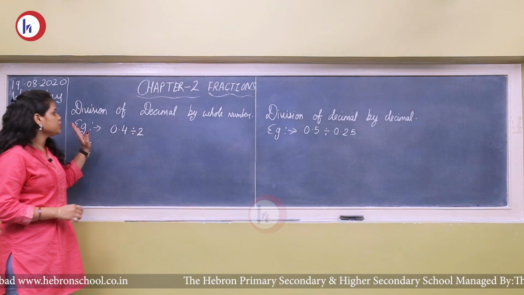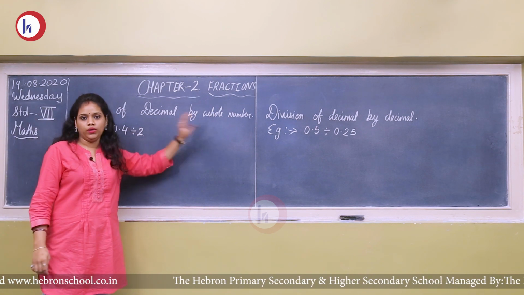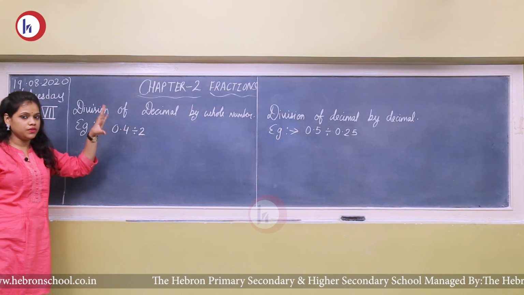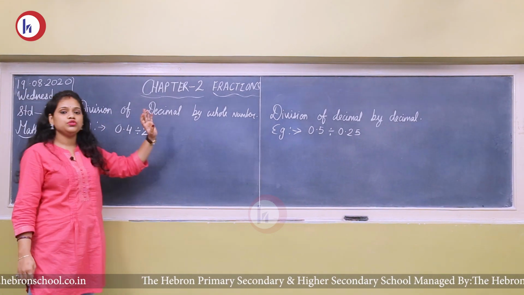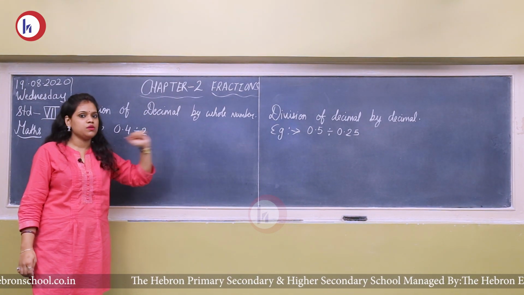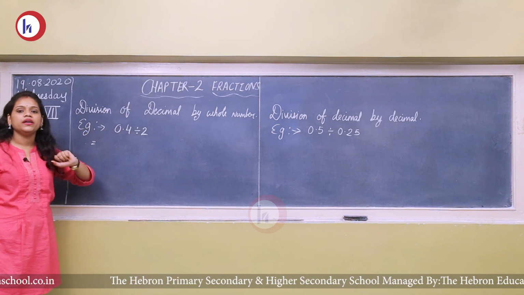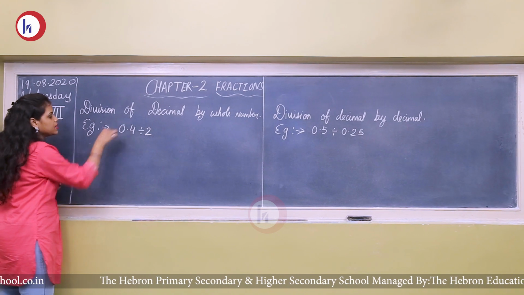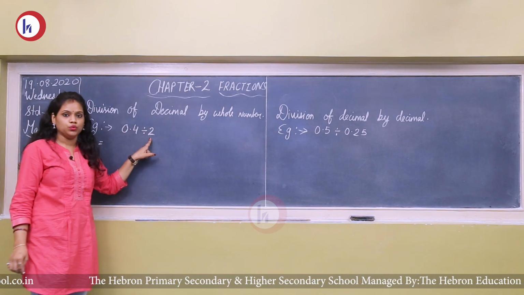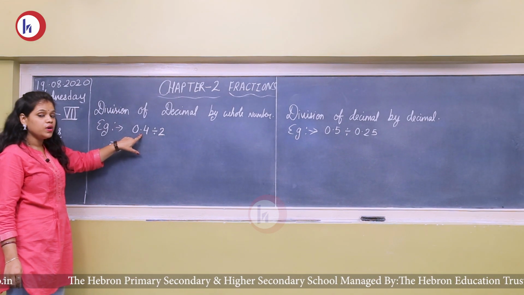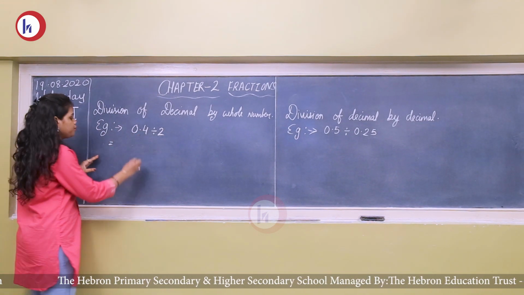Let's see division of a decimal number by a whole number. Okay. Now you saw how to remove the decimals, how to convert a decimal into a fraction, and how to divide by 10, 100, 1000 by shifting to the left. Now we will see division of a decimal by a whole number. I have taken the example 0.4 divided by 2. So what we are going to do first is convert this decimal number into a fraction.